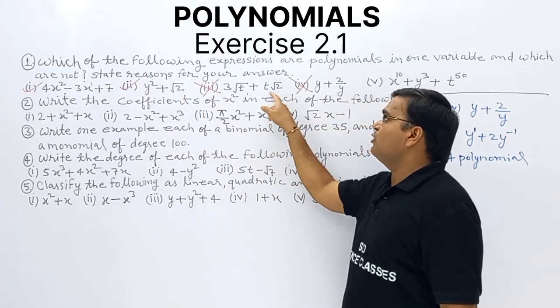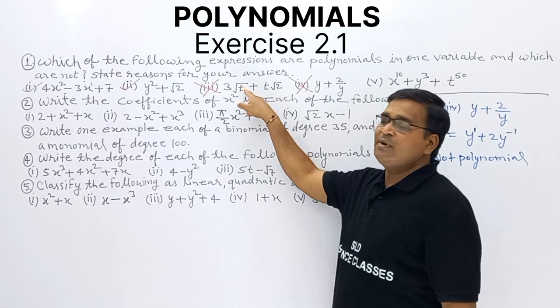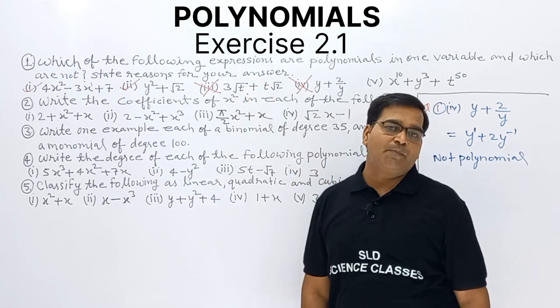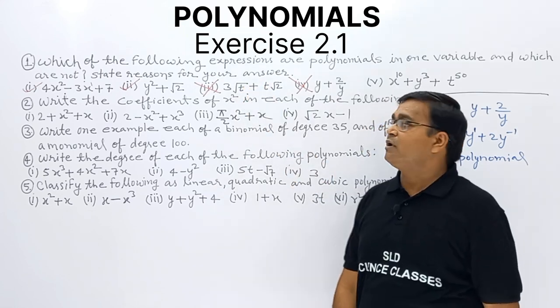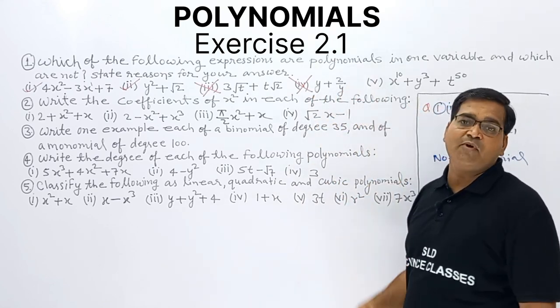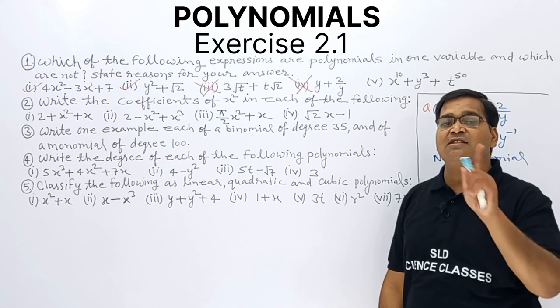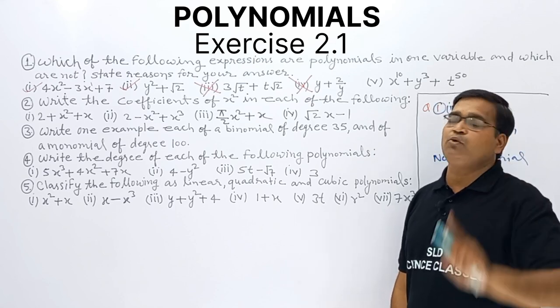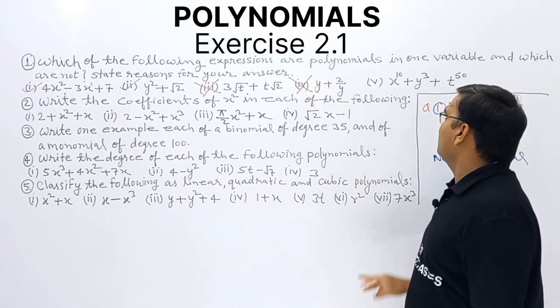This one is not a polynomial because the variable is t and it has power half, and half is not a whole number. This is not a polynomial. And once we simplify this one, we get y power minus 1. It means it has a variable with negative power. So this one is not a polynomial.